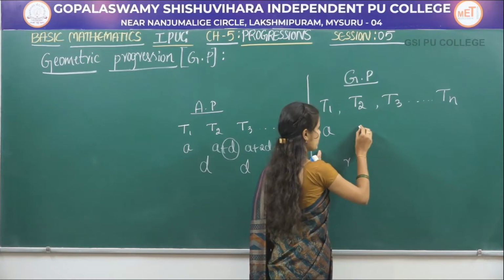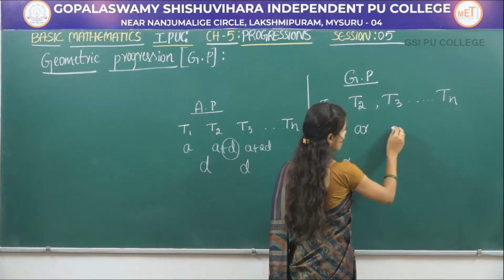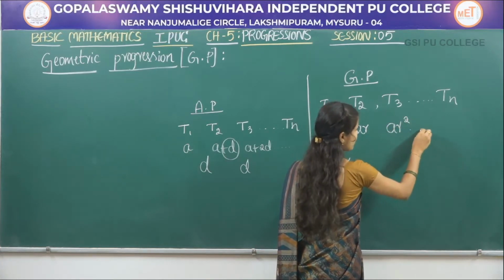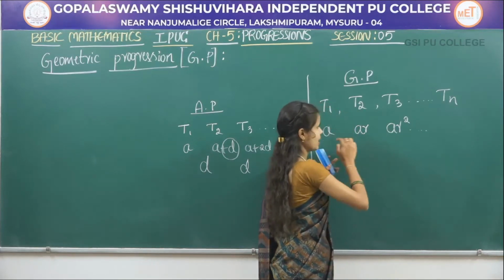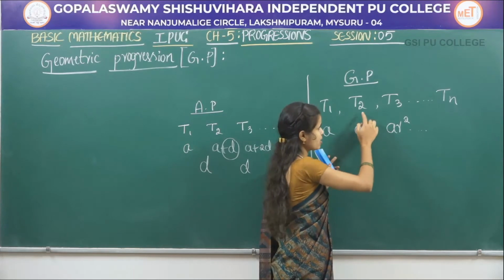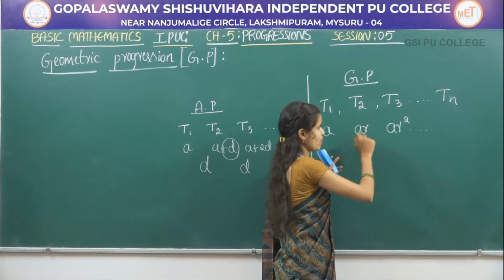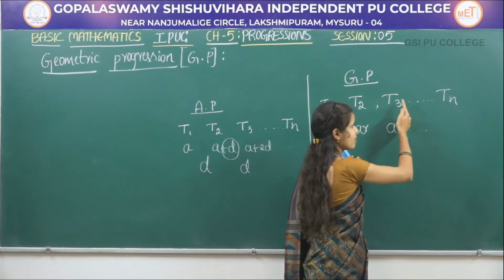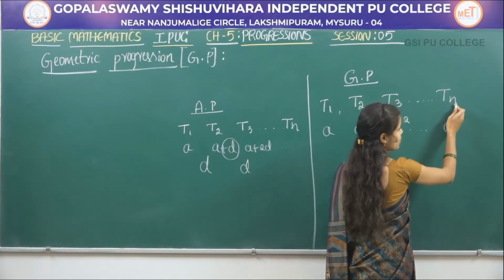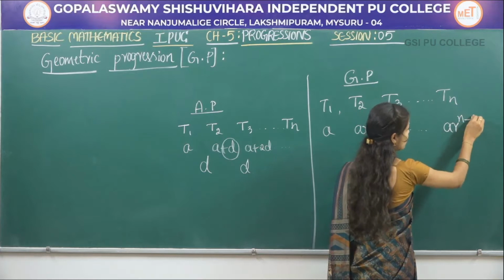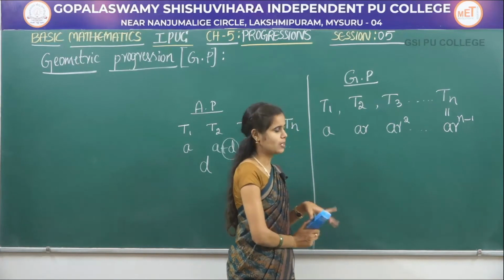So the second term is obtained by multiplying by the fixed number, that is A into R. Then A R square, and so on up to the nth term. Observe the first term is A r to the power of 0. The second term is AR, where the power is 1. The third term is A R square, where the power is 2. Similarly the power of r for the nth term is n minus 1. So the nth term is defined as A into r to the power of n minus 1.